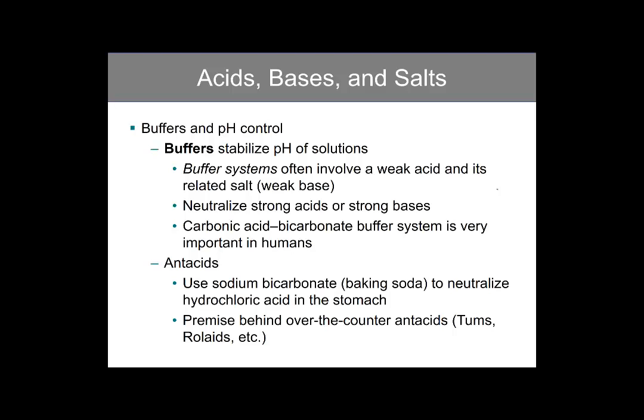Buffers stabilize the pH of solutions. We have numerous buffering systems within our body, and they often involve a weak acid and its related salt, which ultimately becomes a weak base. Buffers will neutralize strong acids and strong bases. An example of one of our buffering systems is the carbonic acid bicarbonate buffering system. You'll learn a lot more about that when we get to the respiratory system in AMP2. But it's a very important way in which our body neutralizes acids that our body produces.